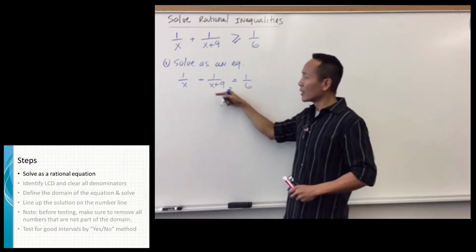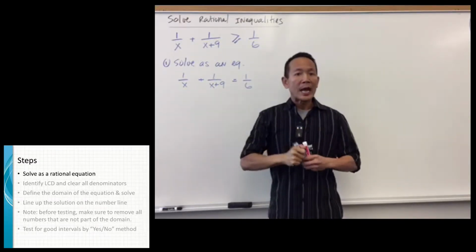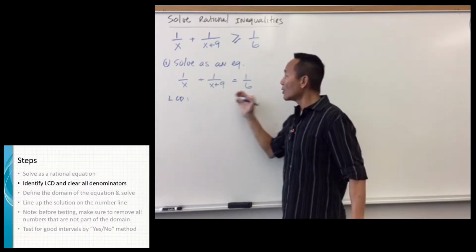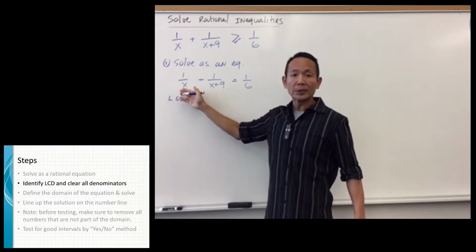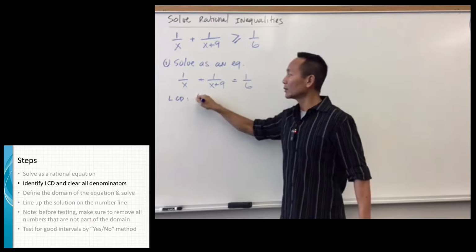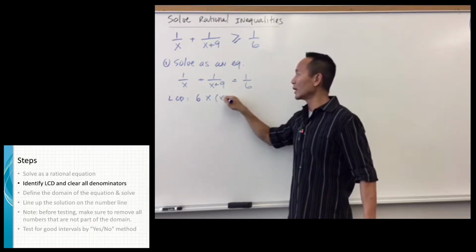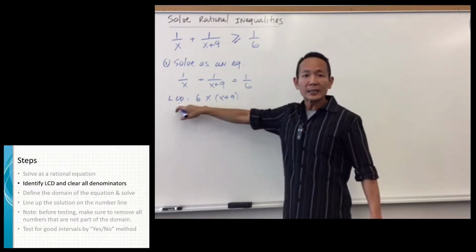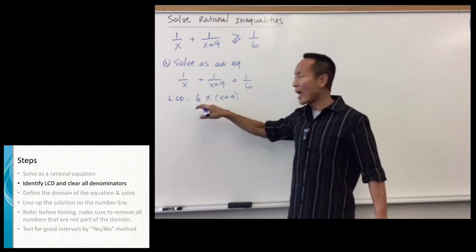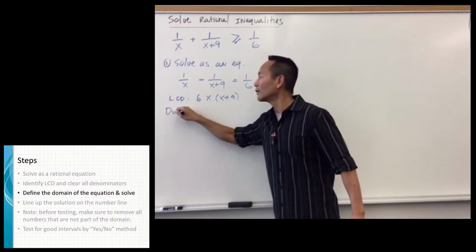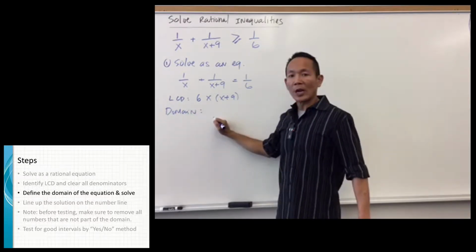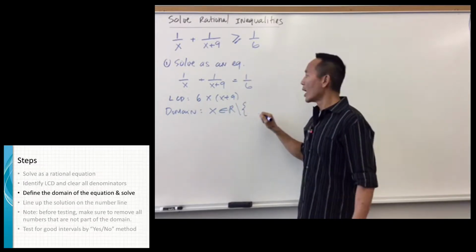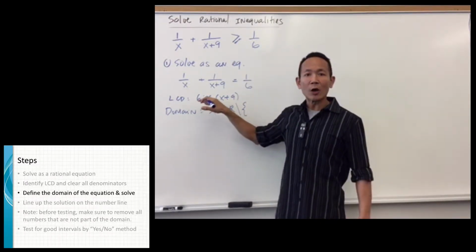As I showed you in the previous clip on how to solve this, we have to define the LCD. The LCD in this case would be all the factors of the denominators put together. So in this case we have 6, x, and x plus 9. After we identify the LCD, the least common denominator, we have to define the domain of the equation. The domain of the equation is the set of all real numbers except those numbers that make the denominator 0.